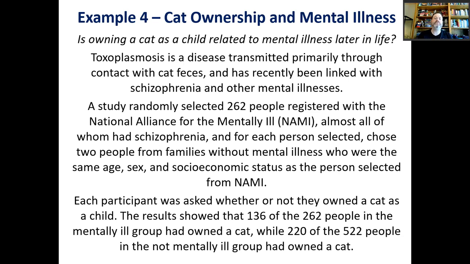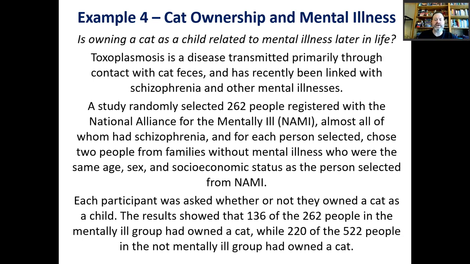A study randomly selected 262 people registered with the National Alliance for the Mentally Ill, pronounced NAMI, almost all of whom had schizophrenia. And for each person selected, chose 2 people from families without mental illness who were the same age, sex, and socioeconomic status as the person selected from NAMI. So what they're trying to do here is balance the study on confounding variables. So if they match up the ages, then age isn't a confounding variable. They match up the sexes, then that isn't. They match up socioeconomic status. So what they're doing is trying to simulate an experiment with an observational study.